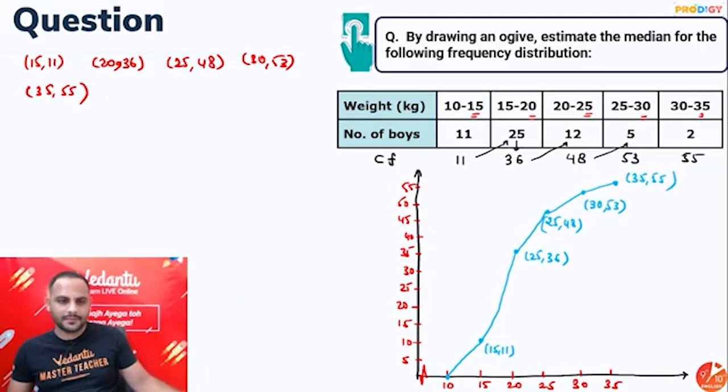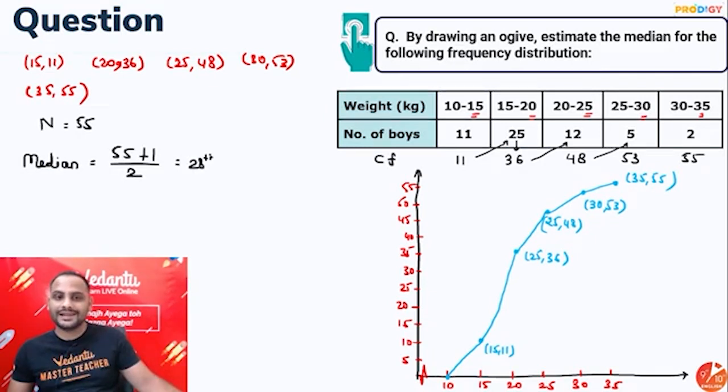Right? Then what we need to find out here is n. What is n? N over here is 55. In this case, as I have told, the median will be at n plus 1 by 2. So 55 plus 1 whole divided by 2. 56 by 2 means the 28th term.